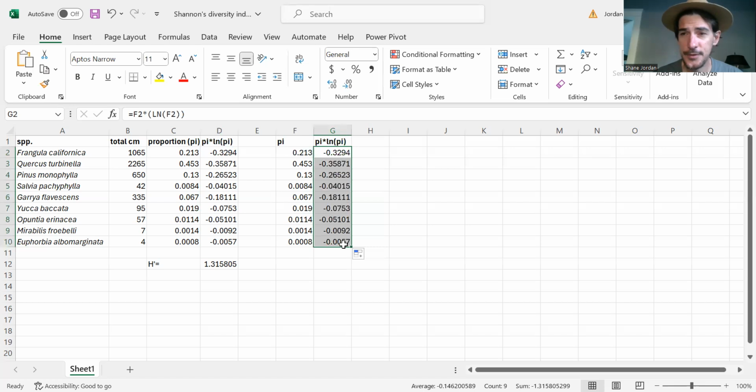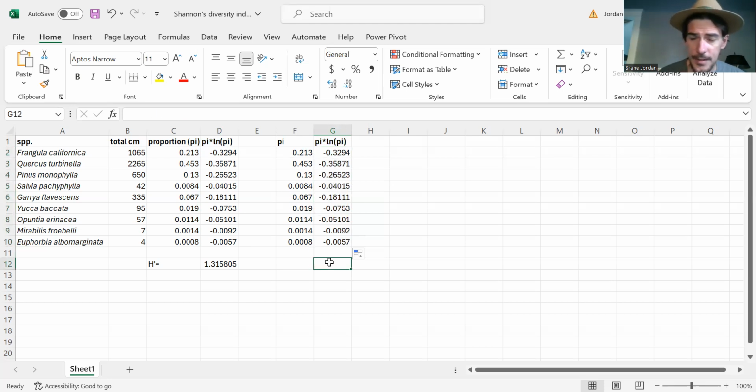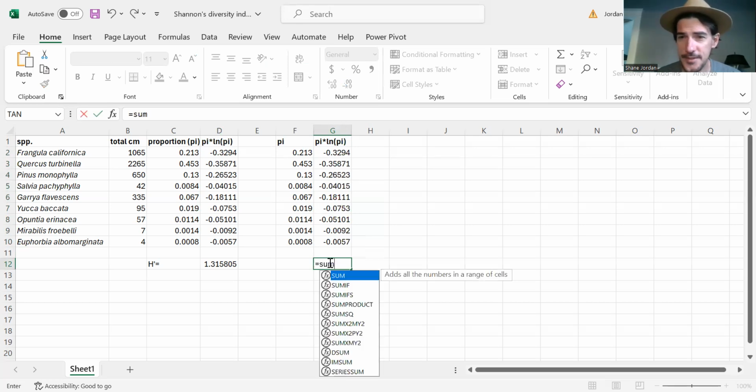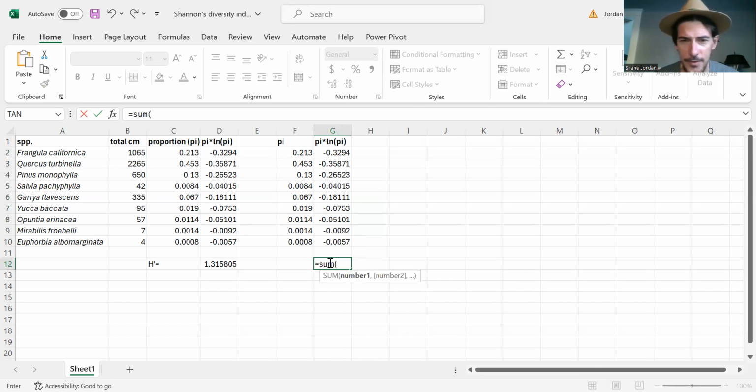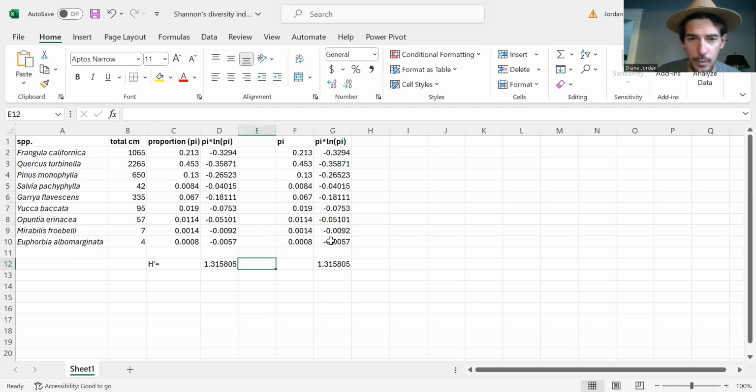And recall that Shannon's diversity index is the sum of all these values times -1. So if we want to get Shannon's index, all we have to do is go to another cell, enter equals, and say sum, which is yet another function that Excel has, and tell Excel you want to sum up all of these values. You do that by saying equals sum, parentheses, highlight all of the values, close the parentheses, and multiply, which is signified by an asterisk in Excel, by -1.